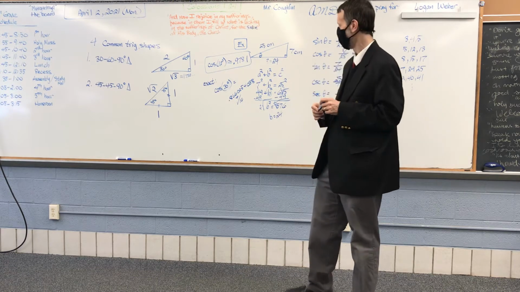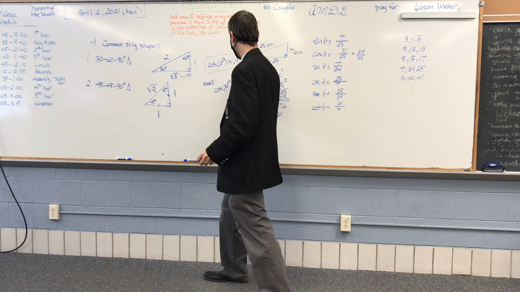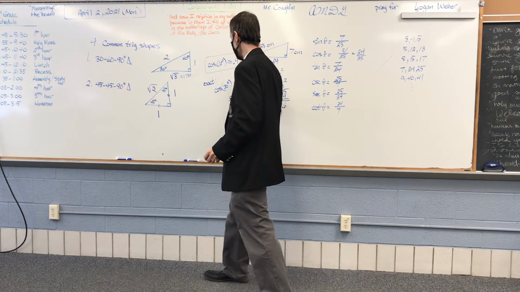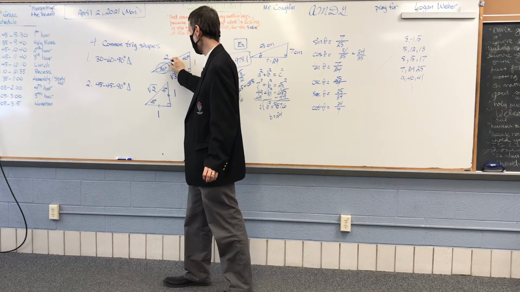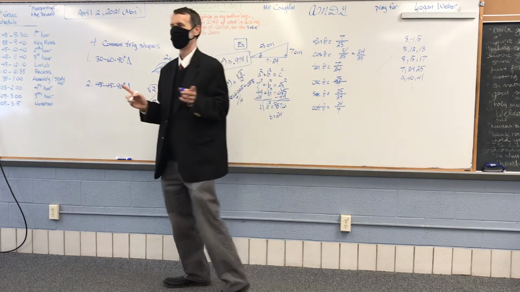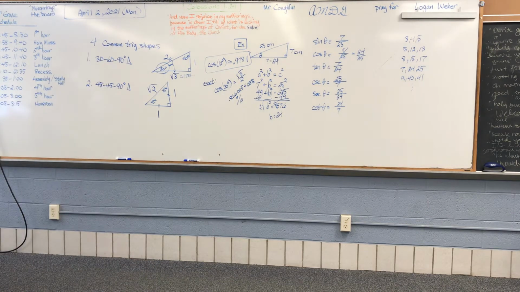I'll give you a hint. How do you get radical 3 over 2? Look over here. Cosine is adjacent over hypotenuse. Boom. Just write the fraction, you're done. Radical 3 is exact. Point blah blah blah is not. Clear? Any questions?